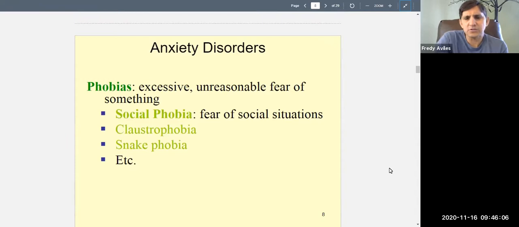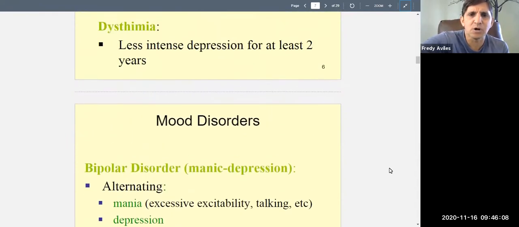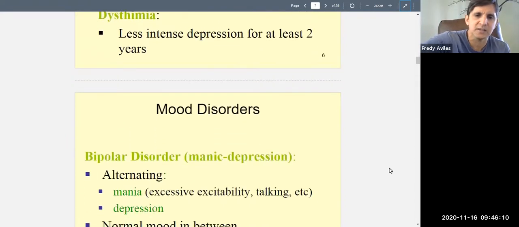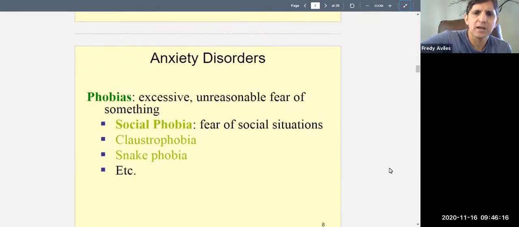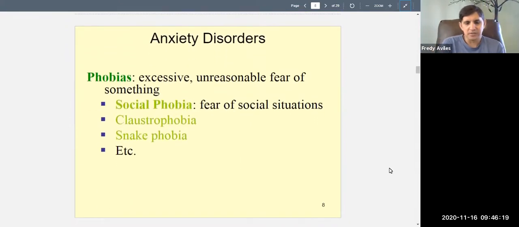Okay, so those were mood disorders. There are many more, by the way. We've talked about depression, dysthymia, bipolar disorder. There are other mood disorders, but those are some of the more common ones. Okay, now let's talk about anxiety disorders. Anxiety disorders are disorders in which you're very anxious in one form or another.